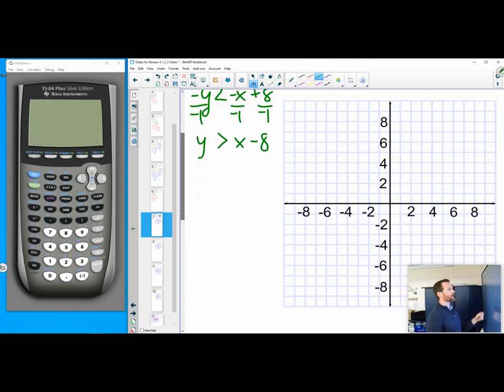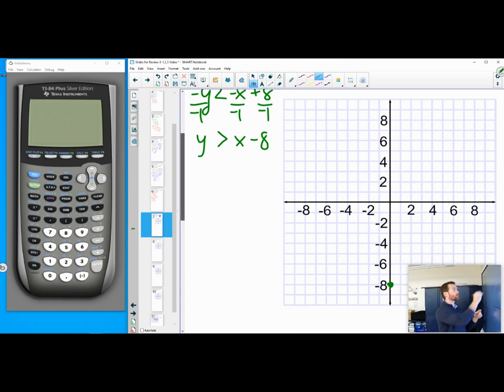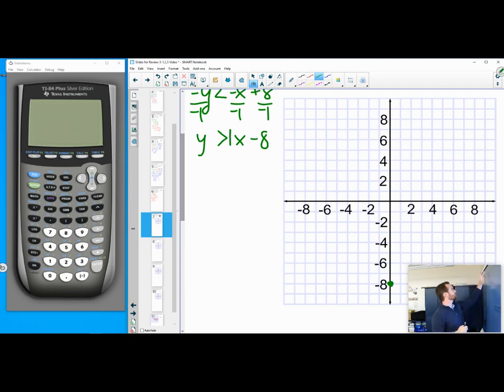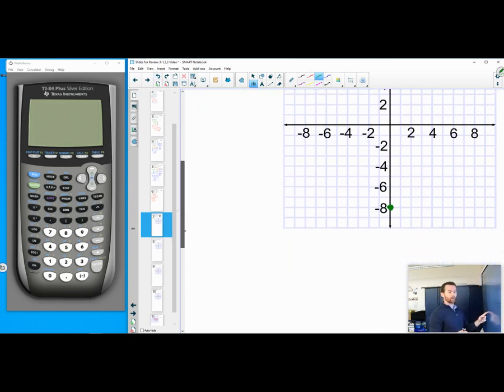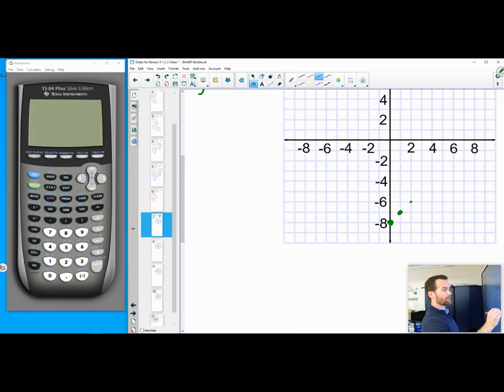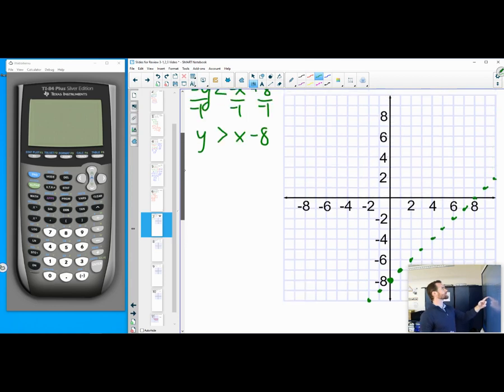So let's go right to the graph. We've got a b value of -8, which puts us right here. And then the slope is 1 over 1. It's a positive 1 over 1 because there's an invisible 1 in front of that x. So we just go up 1, right 1, as many times as we can. And then to make it a line in the opposite direction, we're going to go down 1 and left 1. Just reverse it.